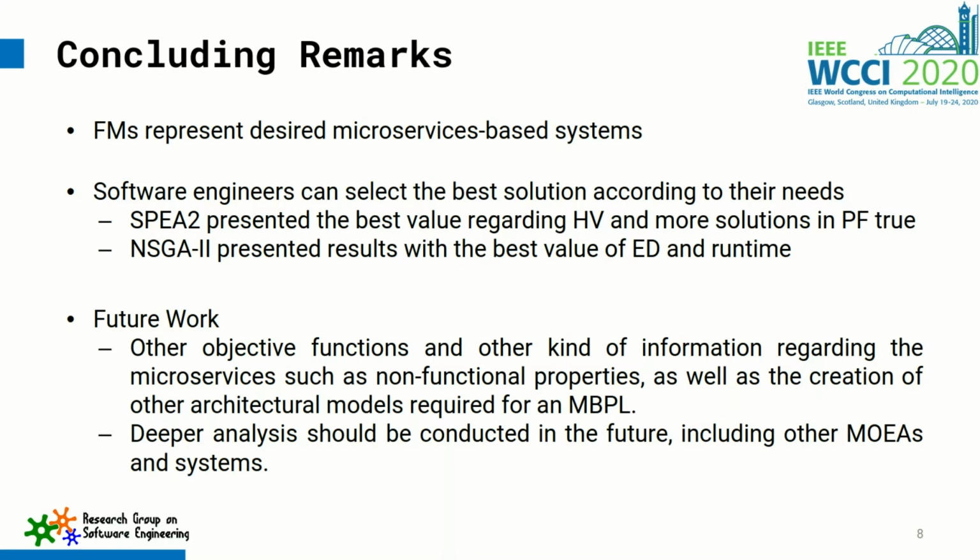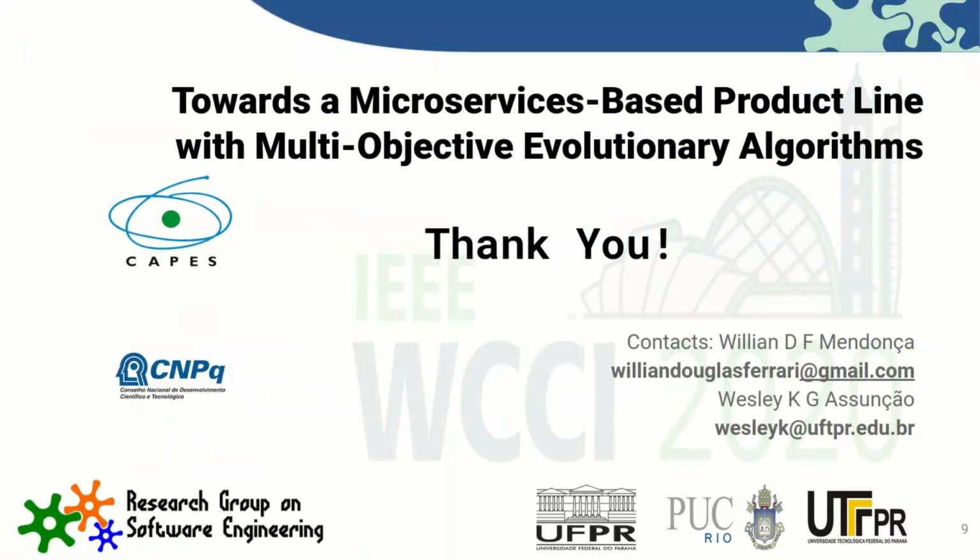For future work, we want to explore new objective functions using different information, as for example non-functional properties, and of course to create new architectural models in addition to the feature model. Yet we want to perform new analyses using different algorithms and different systems.